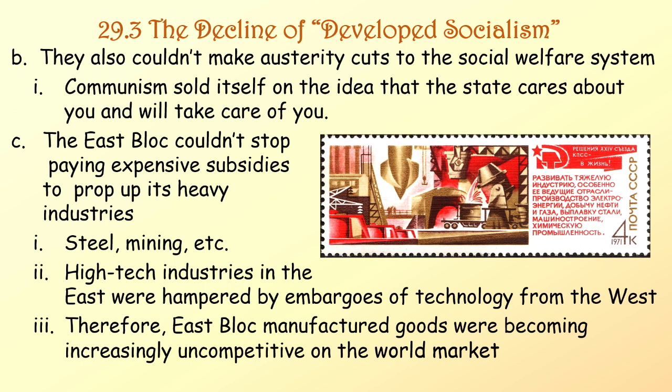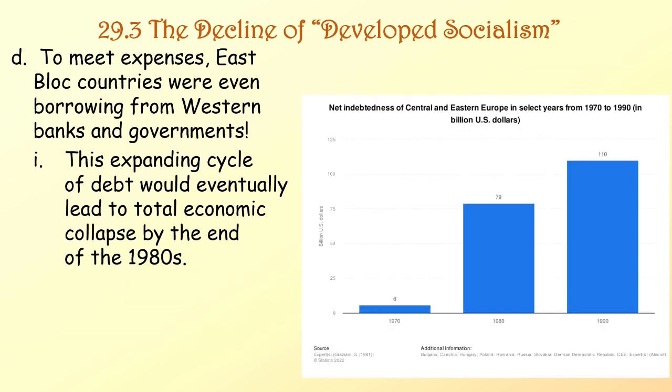High-tech industries in the East were hampered by embargoes of technology from the West, and therefore East Bloc manufactured goods were becoming increasingly uncompetitive on the world market. To meet expenses, East Bloc countries were even borrowing from Western banks and governments. And this expanding cycle of debt would eventually lead to total economic collapse by the end of the 1980s.